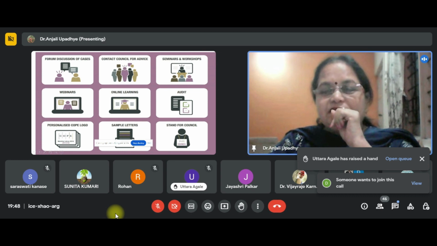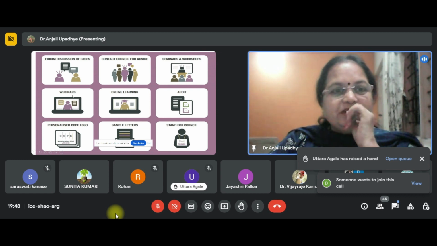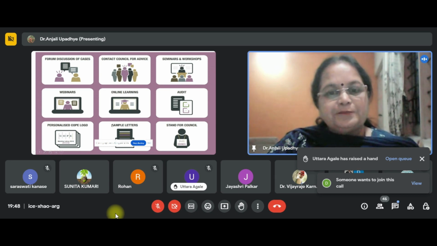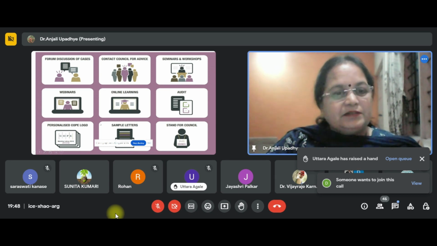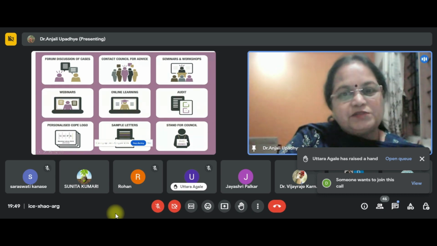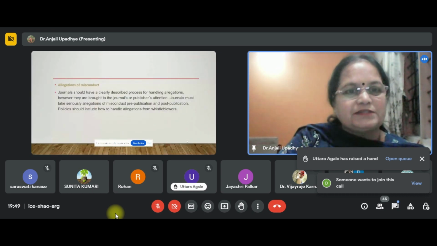Contact the council for advice. Seminars, workshops, webinars, online learning and audits are conducted, sample letters are there, and a personalized COPE logo is there. They stand for the council, they stand for the ethical councils. All the ethical councils have to follow the COPE guidelines.